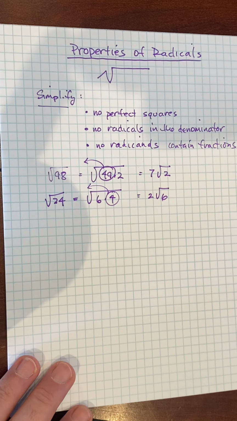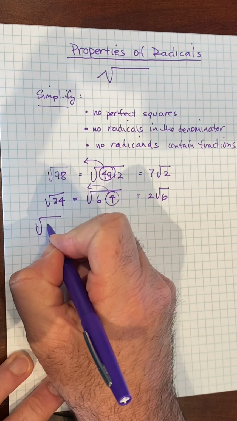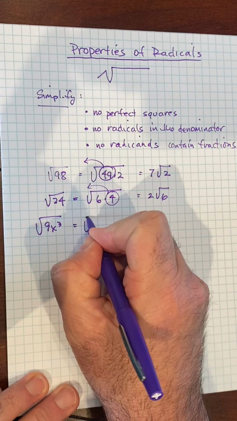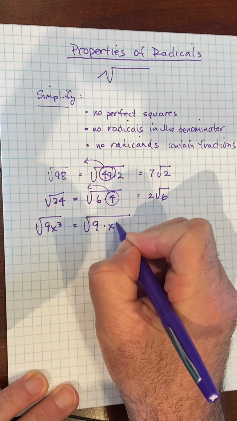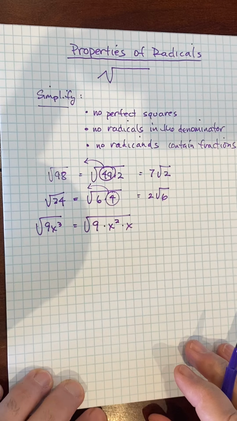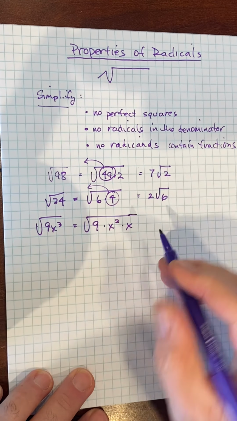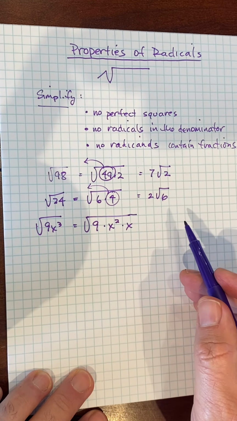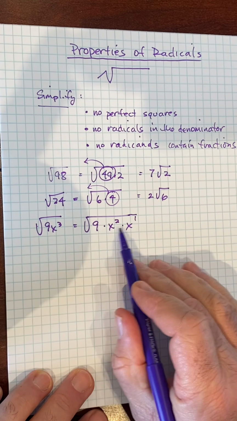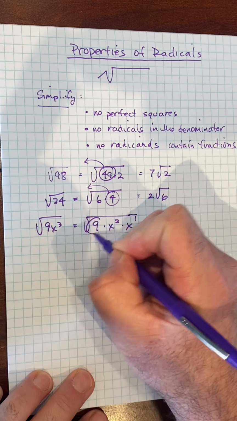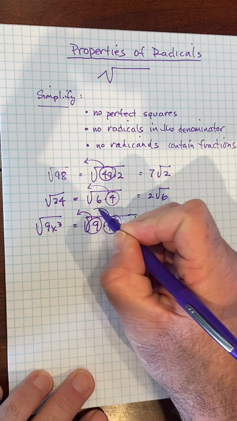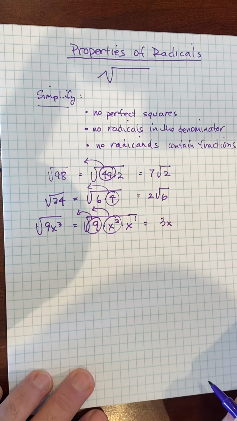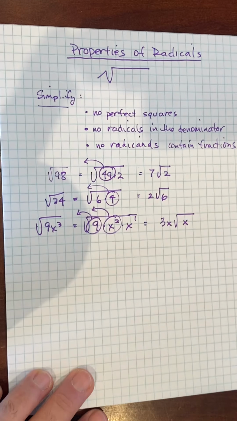Let's try it when we have a variable. Let's say I want to find the square root of 9x cubed. Well, when I think of this, I know 9 is a perfect square. X squared is a perfect square, because any even numbered exponent for a variable is a perfect square. So x to the third is x squared times x. So now 9 has to come out. It's a perfect square. X squared has to come out. It's a perfect square. So in the front of the radical, I have 3x, and inside the radical remains an x.